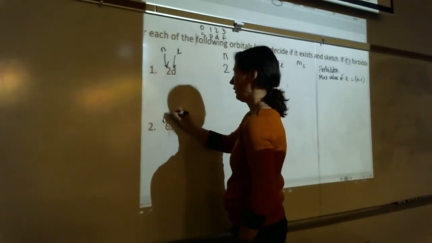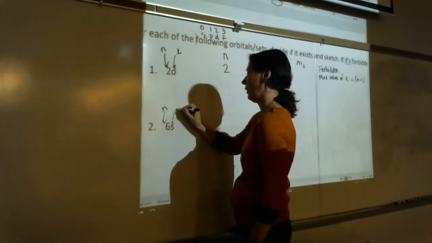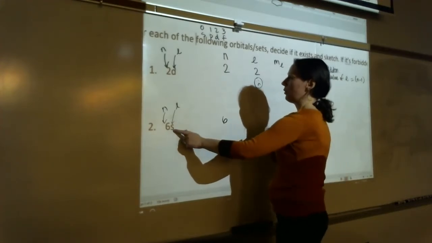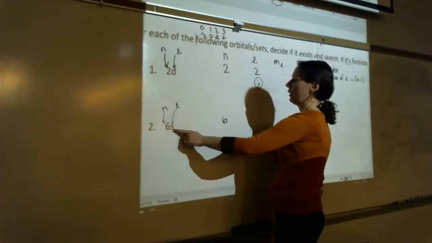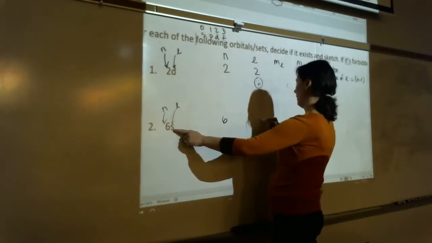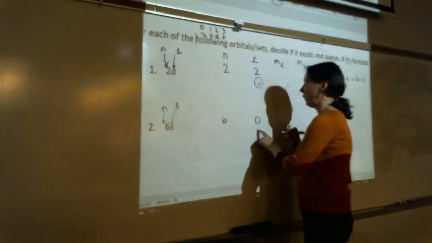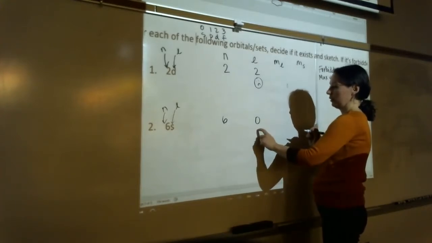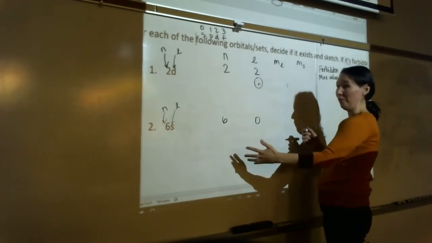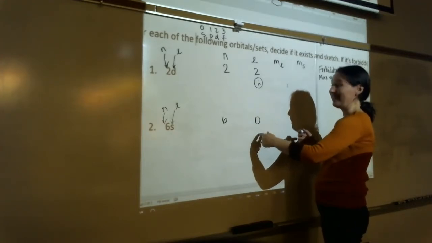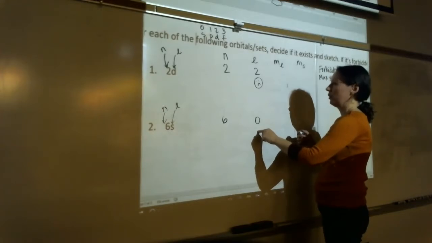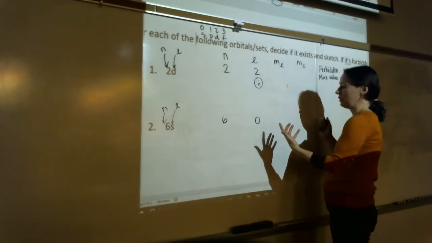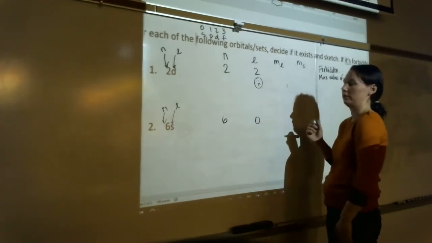All right, let's do this one. Here's the value of N. Here's the value of L. So 6. For an S orbital, what's the value of L? 0. Is 0 an allowed value? Yeah, that's allowed. We don't have any minimum value, and there's not going to be a negative, we know that. So that's okay.